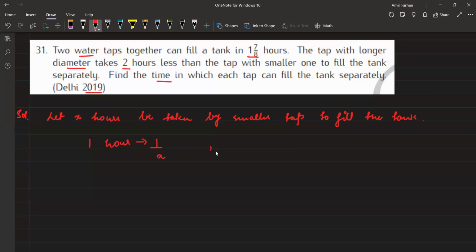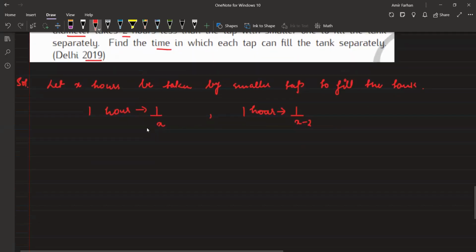Or if you take the bigger tap, in 1 hour it would be 1/(x minus 2), because it takes 2 hours less. If the tank is totally filled in x minus 2 hours, then how much will be filled in 1 hour? 1/(x minus 2). Abdullah, Madiha and Adil, okay. Yes sir.